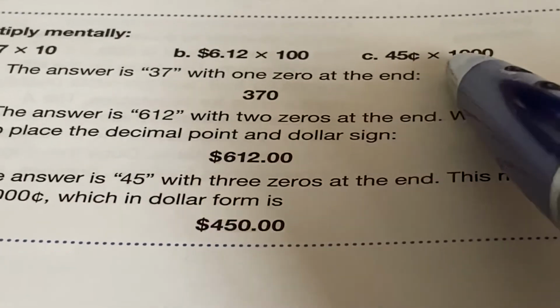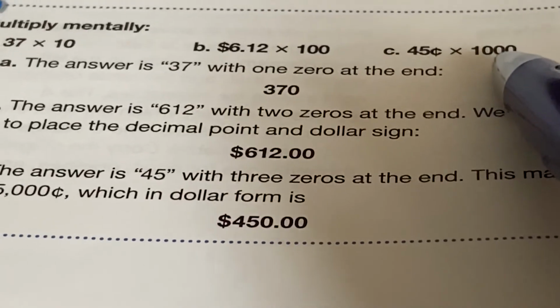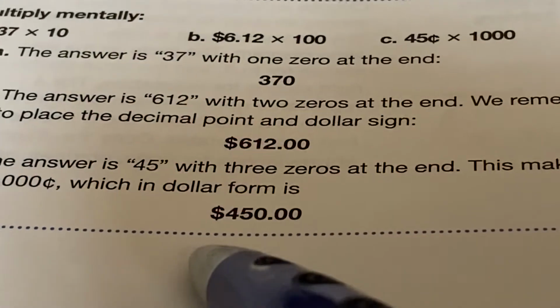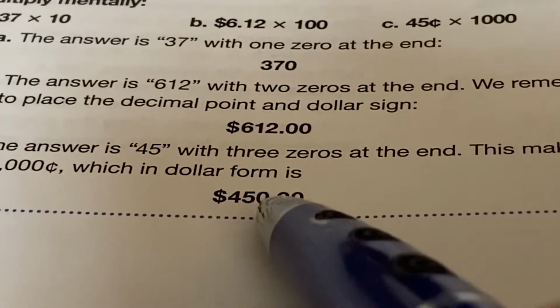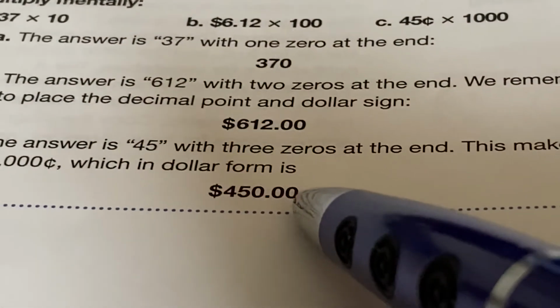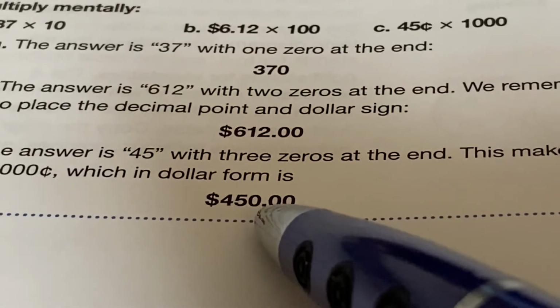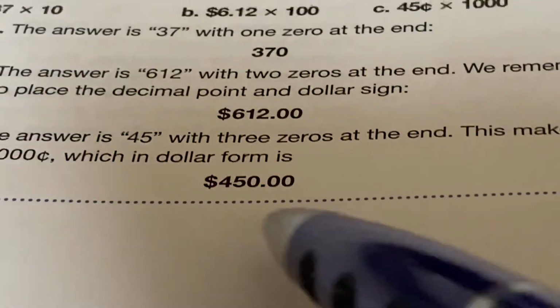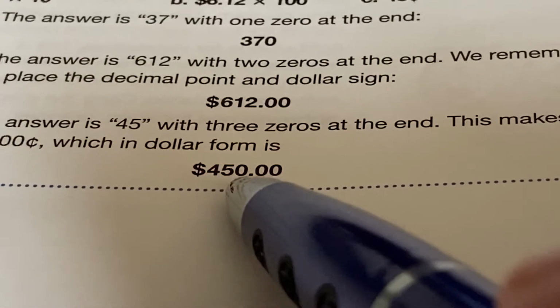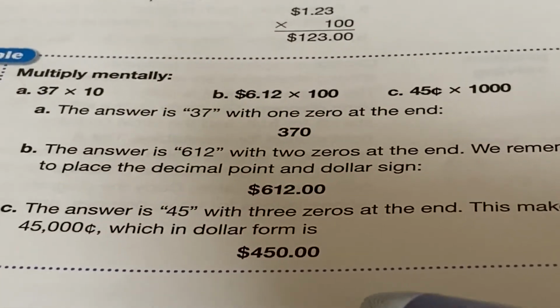Now for letter C, it's 45 cents times 1,000. What are we doing? We're multiplying 1 times 45. Then we're going to throw our 3 zeros on the end. So it's 45 and 0, 0, 0. The magic is in putting in the decimal point, and that goes in front of the tens place again. So it's $450.00. Okay? And that's how we do it.